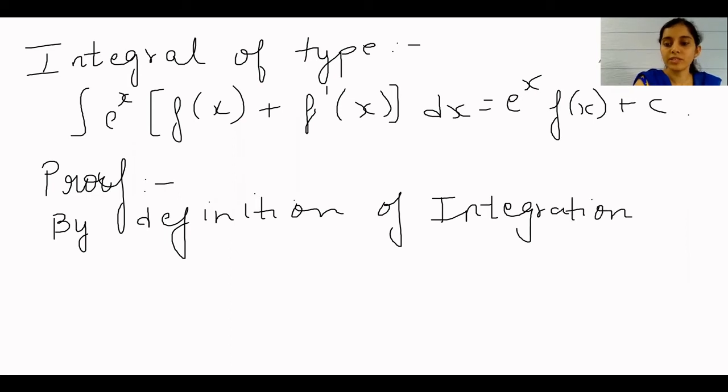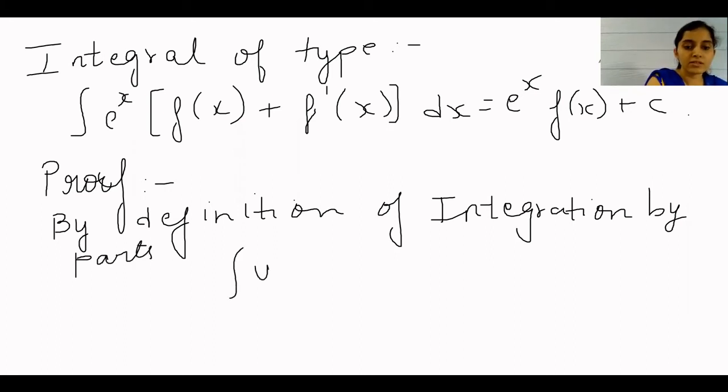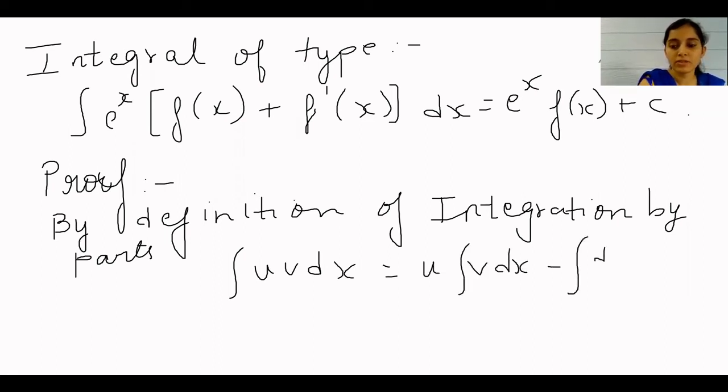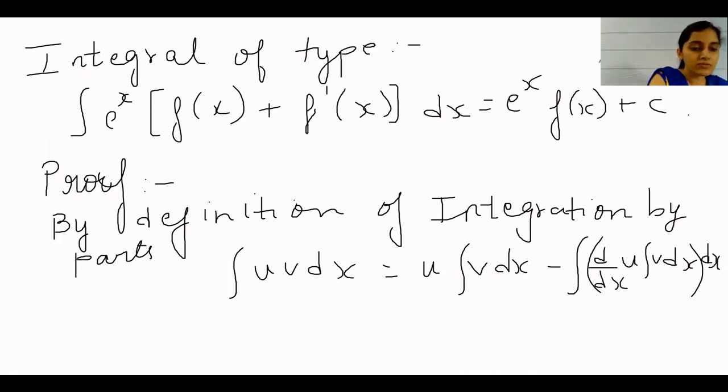Integration of uv dx is equal to, what do we write as? Integration uv dx is equal to u integral v dx, minus integration of d by dx of u integral v dx, the whole thing into dx. Okay, so we are going to use this for which function? For the function integral e raised to x f dash of x dx. Okay, let us use it for this function.